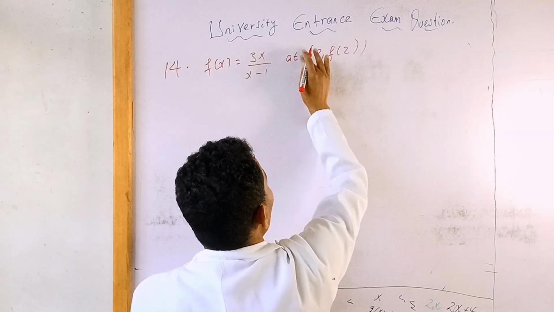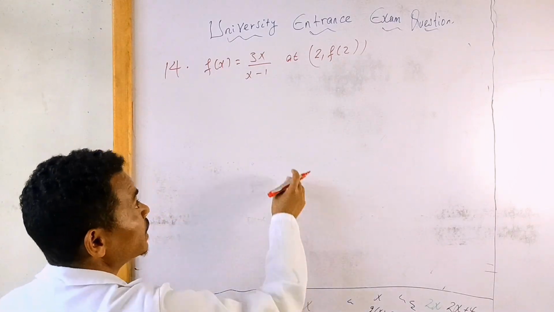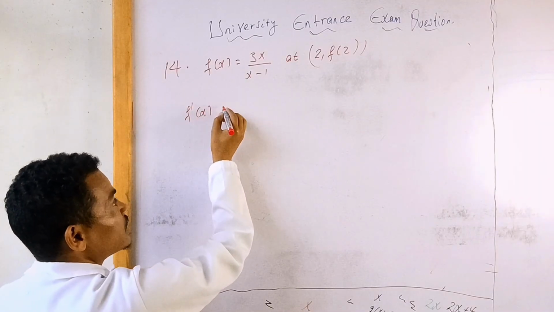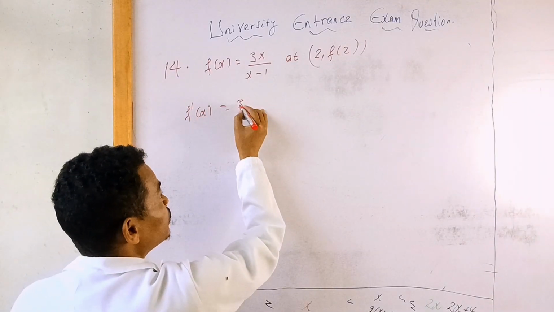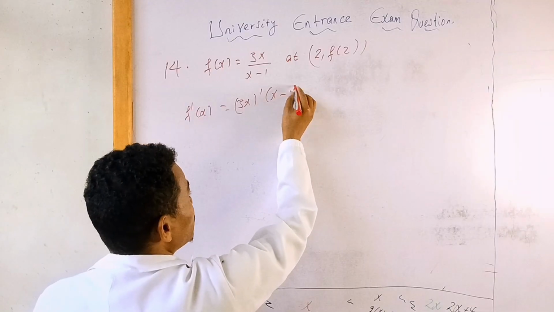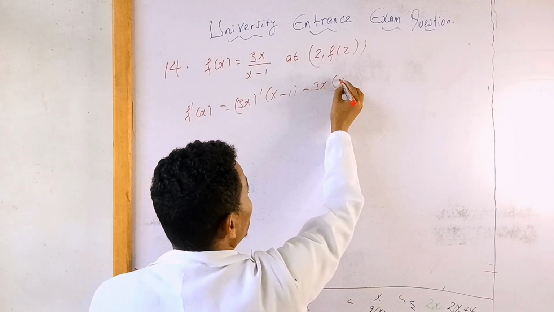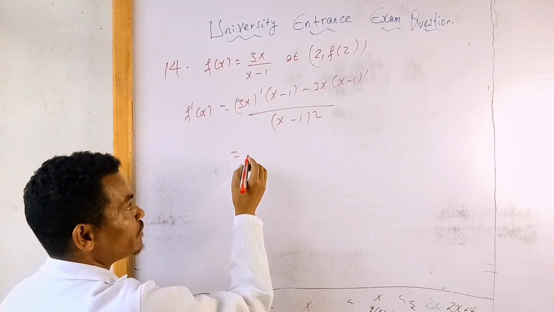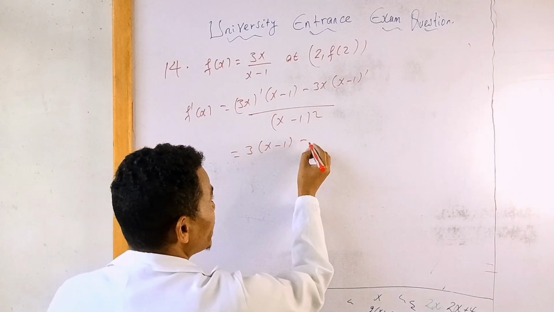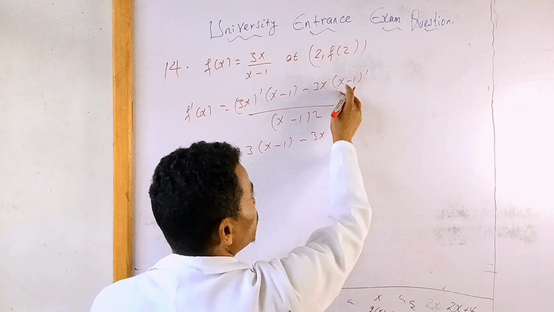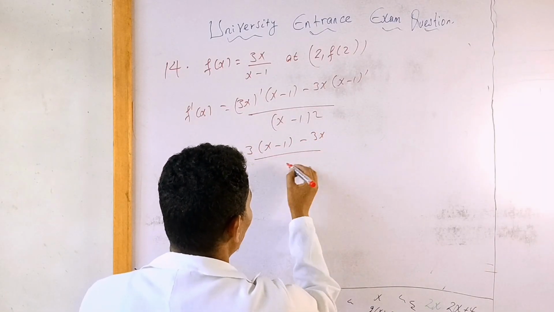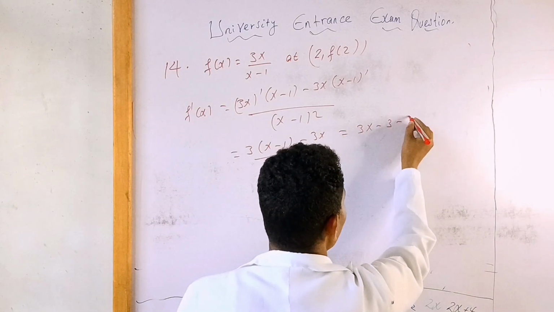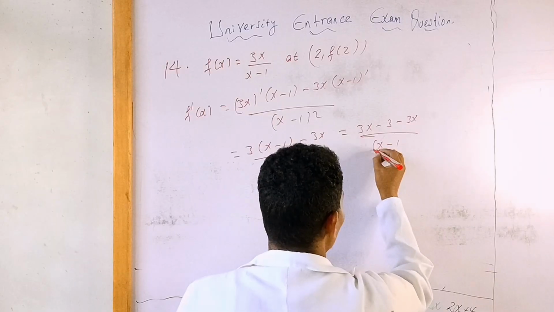The basic point is the equation of the tangent line. For the slope of the line we need the derivative, that is f derivative at x. Just apply the quotient rule: 3x derivative times x minus 1, minus 3x times x minus 1 derivative, over x minus 1 the whole square. 3x derivative is 3 into x minus 1, minus 3x, and x minus 1 derivative is 1, over x minus 1 the whole square. This is equal to 3x minus 3 minus 3x over x minus 1 the whole square.